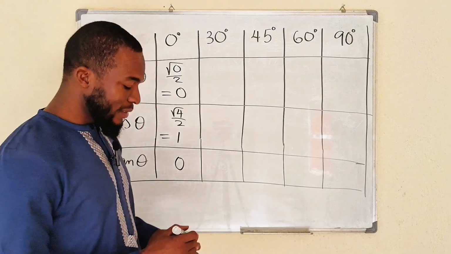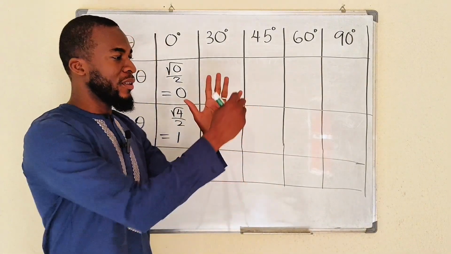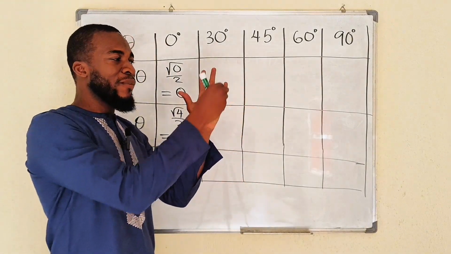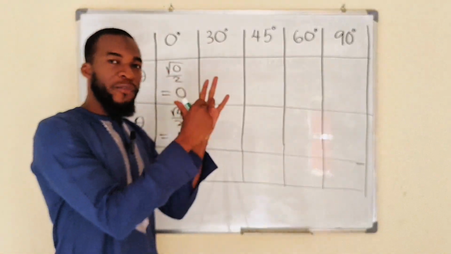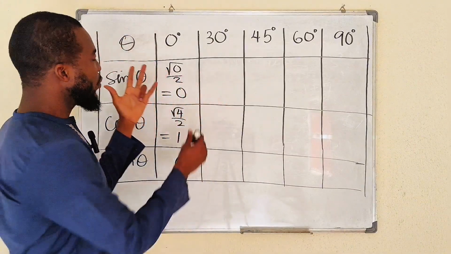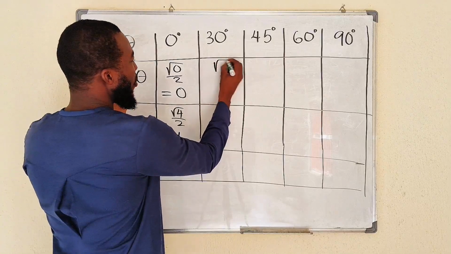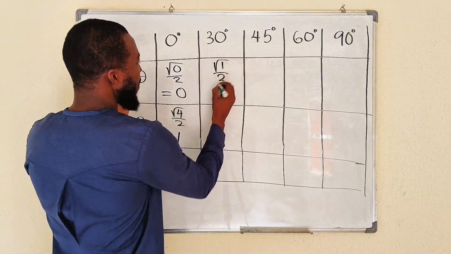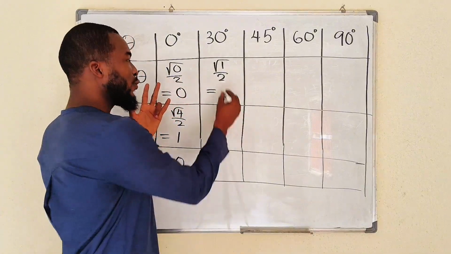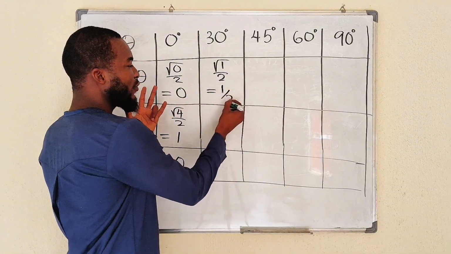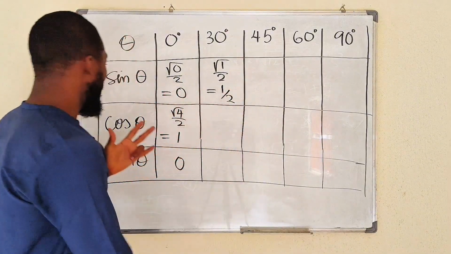Moving on to 30 degrees. You identify it. 0, 30, fold it. Start with sine. We have one finger before the folded one. So it will be what? Square root of 1 divided by 2. And this is equal to, square root of 1 is 1, divided by 2, we have 1 divided by 2, or 0.5, all the same.